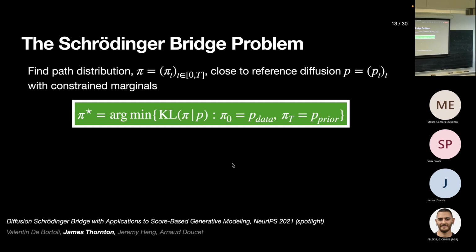What's the most likely trajectory of the particles if you only observe the two end states? One way of doing this is finding the closest trajectory, pi, to your reference trajectory, p, in terms of KL, subject to the constraint that the marginals at times 0 and T are the same. So P0 equals P data, and PT is P prior. So this is the problem.